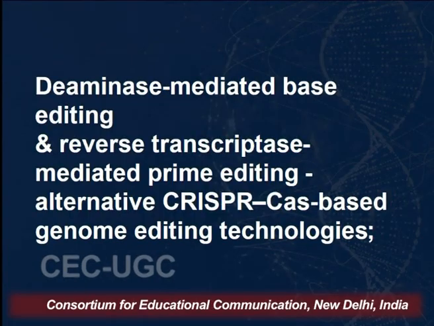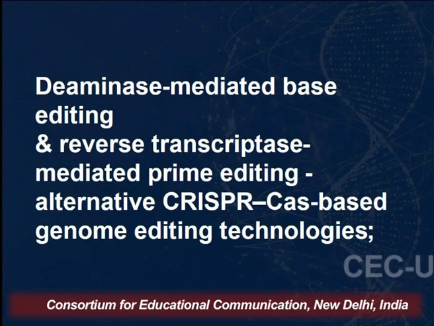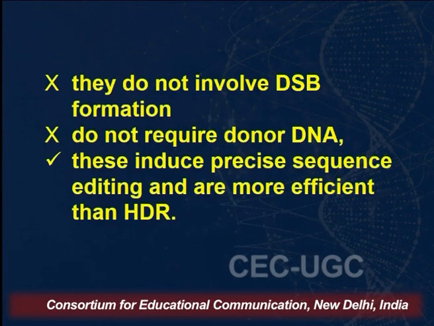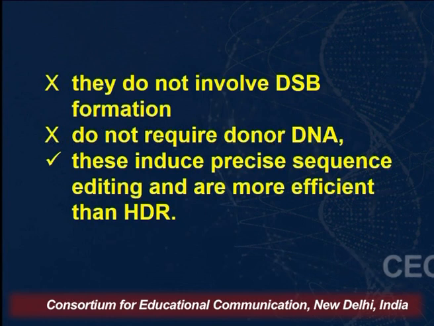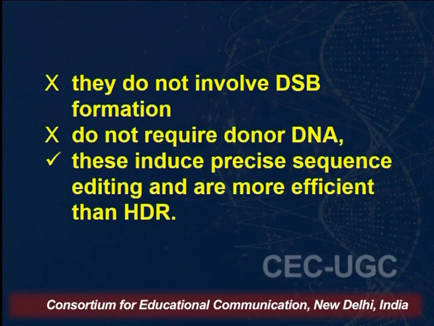Alternative mechanisms such as deaminase-mediated base editing and reverse transcriptase-mediated prime editing, alternative CRISPR-Cas based genome editing technologies, have been developed. These technologies do not involve DSB formation, they do not require donor DNA, and they induce precise sequence editing and are more efficient than homology directed repair. So, these next generation CRISPR technologies are recent and very advanced technologies that have been developed and utilized for creating genome modifications.